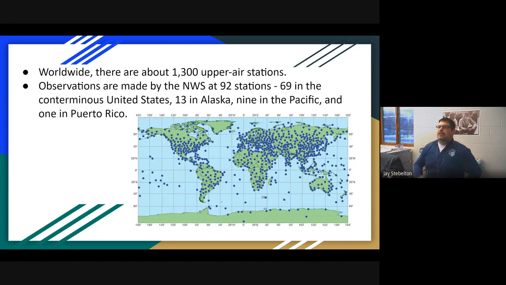So here's where those different weather balloon launches are located. You can see all around the world. And what that does is it gives us data to all different parts of the globe. And we use that data to predict the weather in our location.